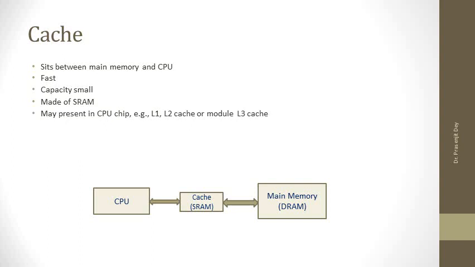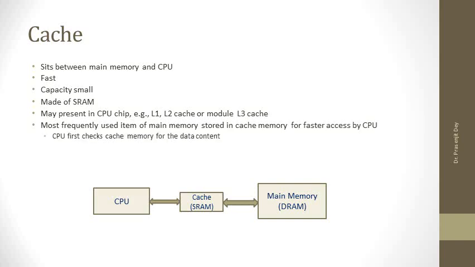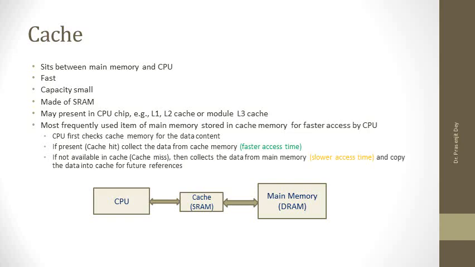Now the cache memory can stay in the CPU chip like L1, L2 cache, or it can be in a module like L3 cache. Now, the most frequently used items of the main memory are stored in the cache memory for faster access by the CPU. CPU checks firstly in the cache memory for the data content. If it finds the data content in the cache memory, that means it is a cache hit, and it helps to access the data item faster. But if it fails to find the data item in the cache memory, that means it is a cache miss. In that case, CPU collects the data from main memory and copies the data into the cache for future references.